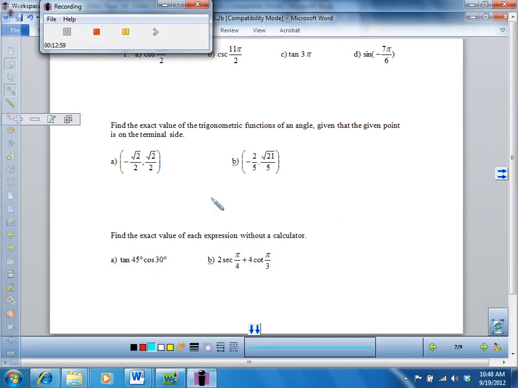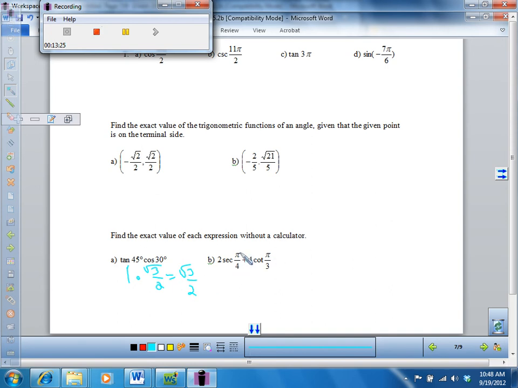I didn't finish this one. What's the tangent of 45? Please look at your table. Tangent of 45 is 1. What's the cosine of 30? It's root of 3 over 2. So this is equal to root of 3 over 2. Okay?